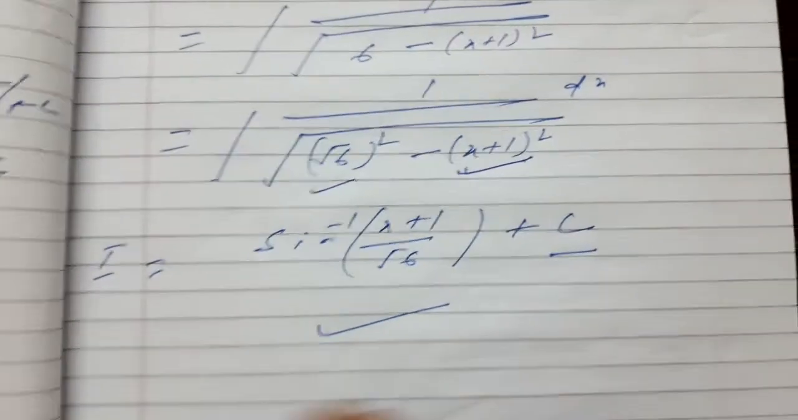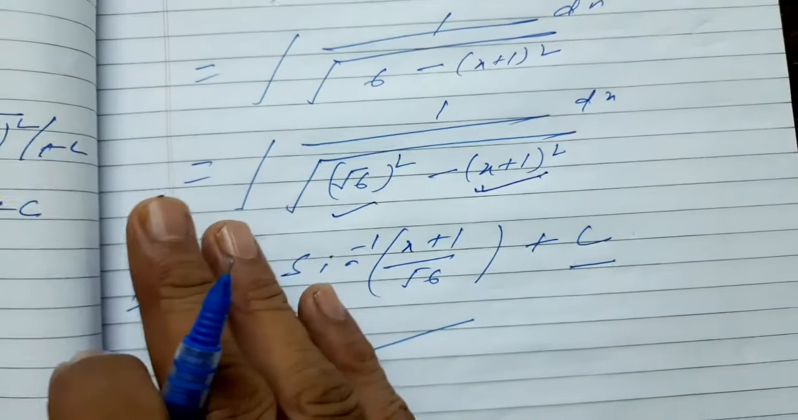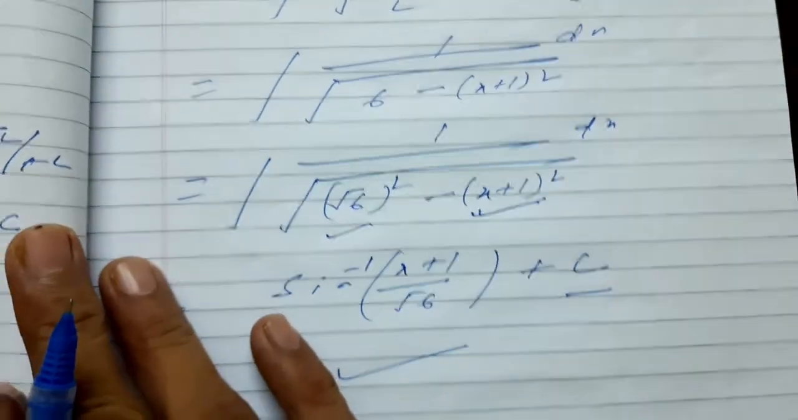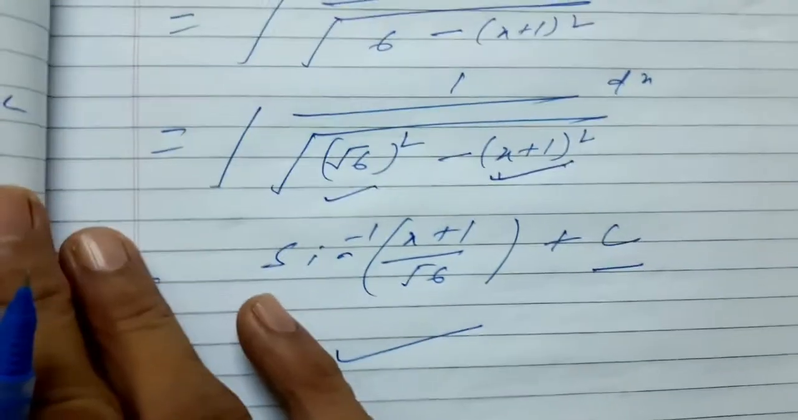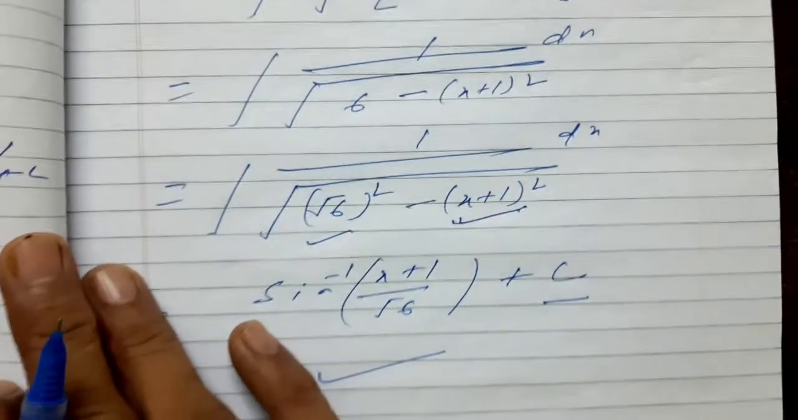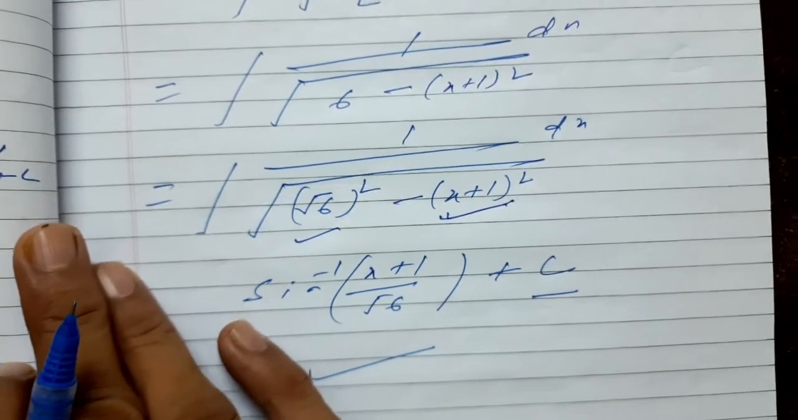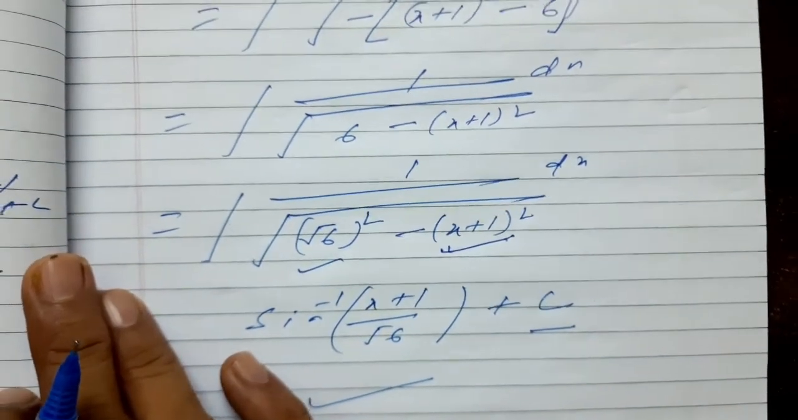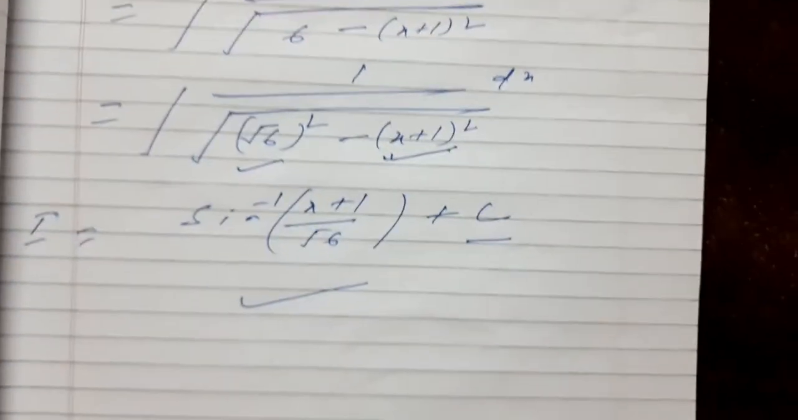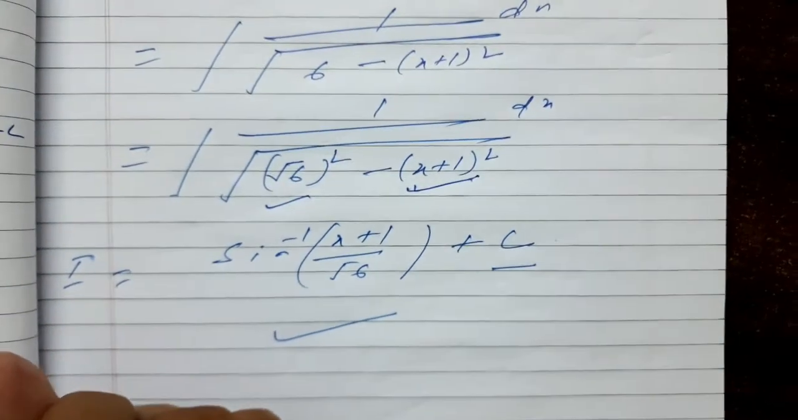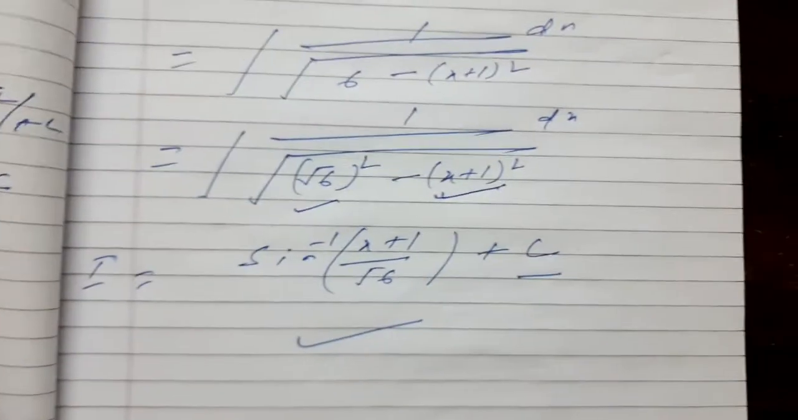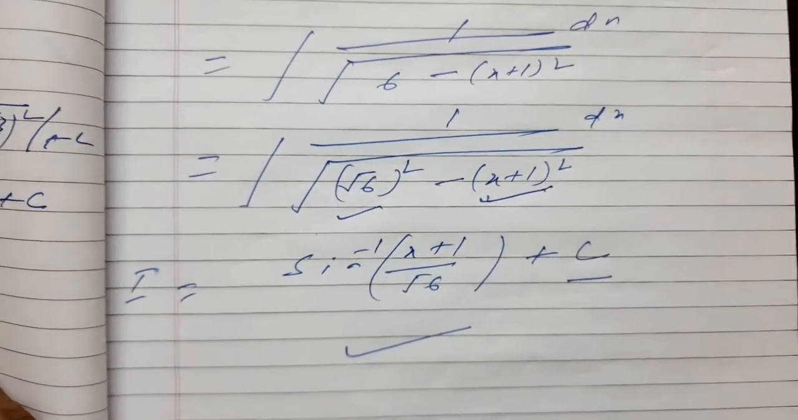So today we have discussed 3 more special integrals. The results were of the standard forms: 1 upon root under a square minus x square, 1 upon root under x square plus a square, and 1 upon root under x square minus a square. We have gone through that, and you are now aware of what their results are. After that, we have gone through the way of solving the integral of the type 1 upon root quadratic.